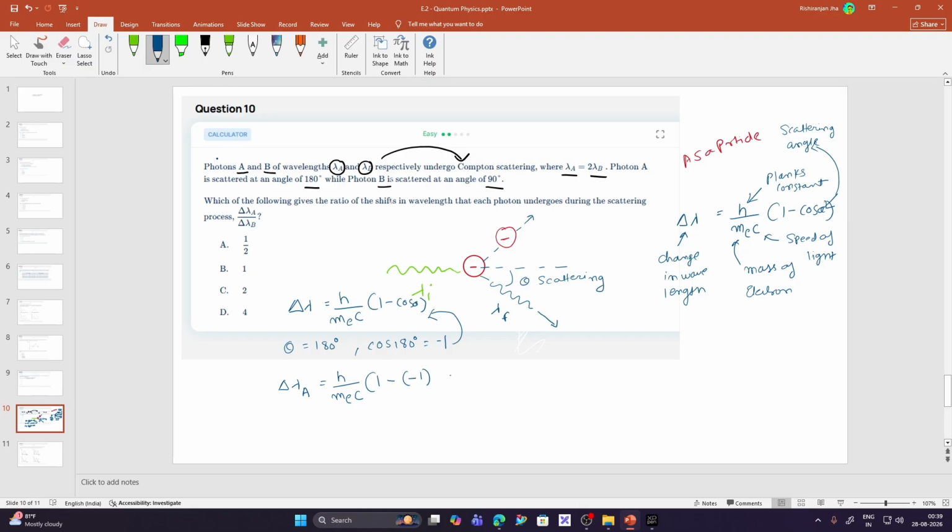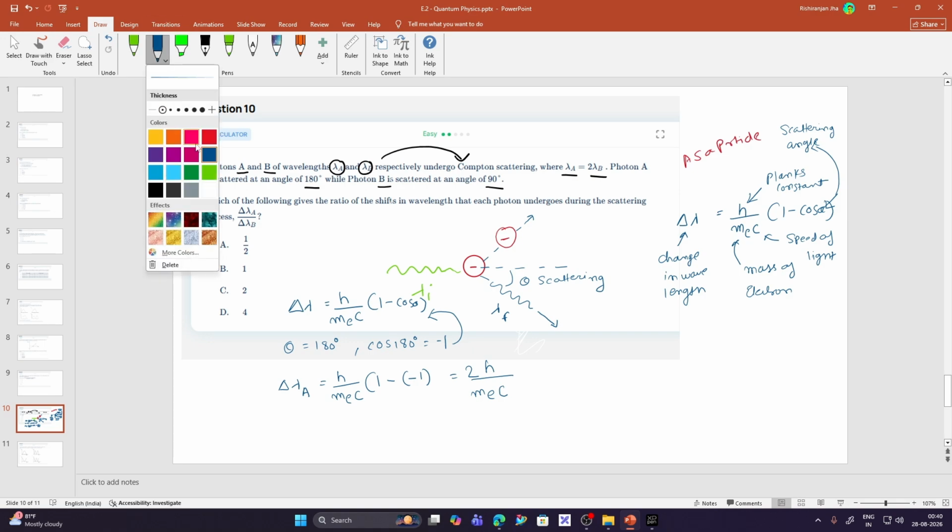So if I write it further, you can just write it as h by mass of electron times speed of light times 2, right? So now we have this equation. So this was for lambda a. Now let's find out for lambda b.